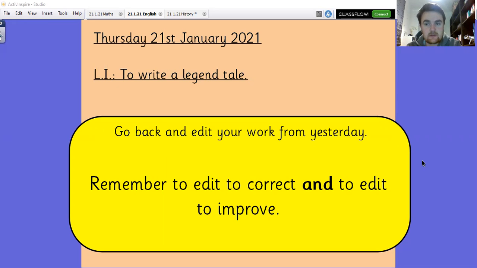Try to use a different color so that I can clearly see where you've gone back and made improvements. When you've done that, come back and join me and we will talk a little bit about what you need to do today. But because you all have very different plans, I imagine that most of you will have your own ideas.